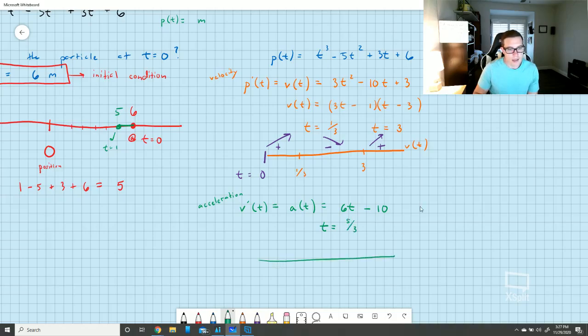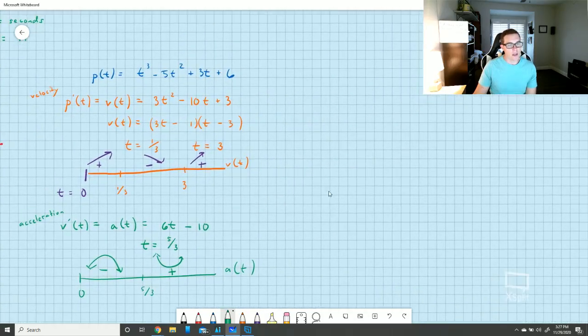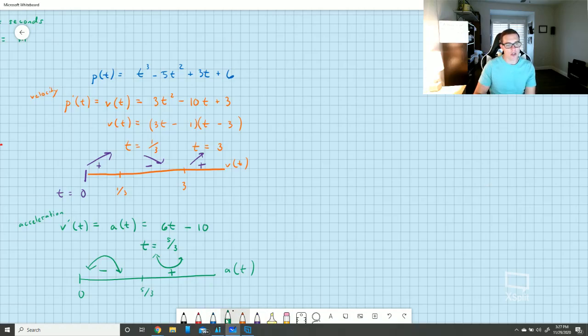Put that on a number line. It's right there. This is our acceleration number line. Positive, which means concave up. Negative, which means concave down. Okay, so we've done all this math, but I haven't even asked you a question yet. But that's a good thing, because now I can start to ask you really interesting questions.